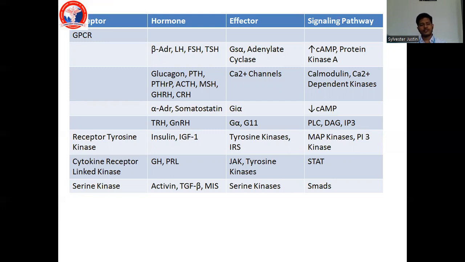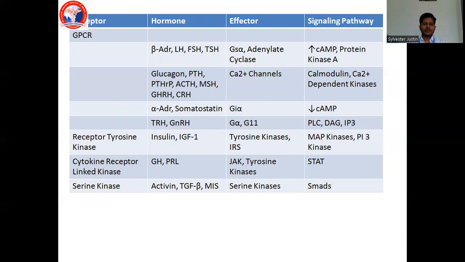Glucagon, PTH, PTH related peptide, ACTH, MSH, growth hormone releasing hormone, and CRH. All of them act via the calcium type channel of GPCR. Signaling is via calmodulin, and further downstream by calcium dependent kinases.